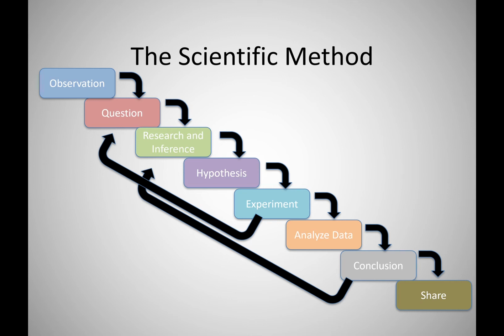This video is about the scientific method. The steps to the scientific method are observation, question, research and inference, hypothesis, experiment, analyze data, conclusion, and share. You can always redo the experiment to ask a different question and repeat the process. Same thing with your conclusion. Your conclusion could lead you to different research to repeat the experiment.